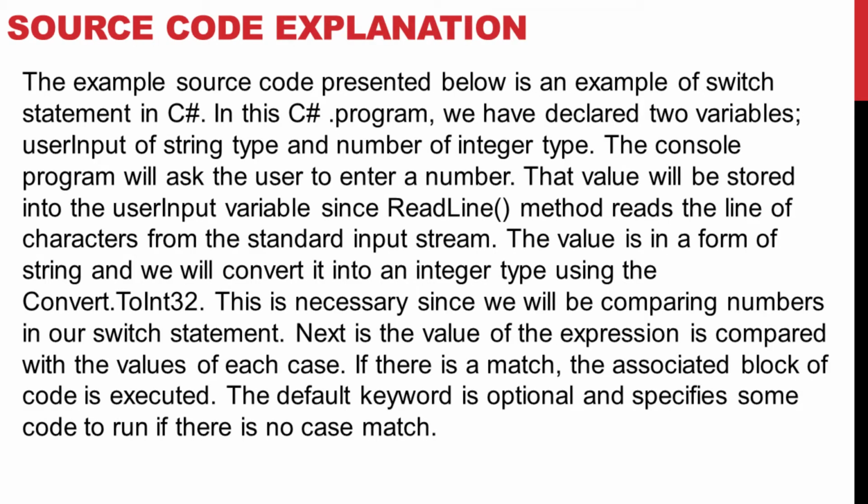The example source code presented below is an example of a switch statement in C#. In this C# program, we have declared two variables, userInput of string type and number of integer type. The console program will ask the user to enter a number. That value will be stored in the userInput variable, since the ReadLine method reads the line of characters from the standard input stream. The value is in the form of a string and we will convert it into an integer type using Convert.ToInt32. This is necessary since we will be comparing numbers in our switch statement.